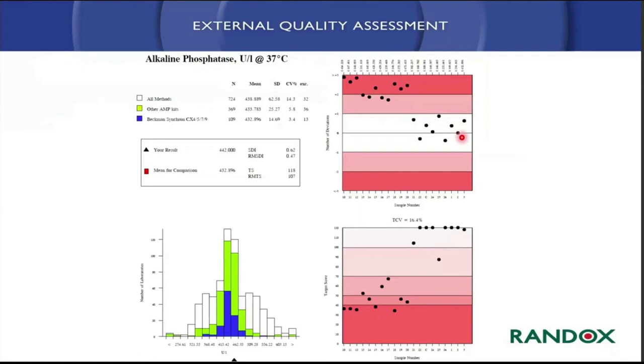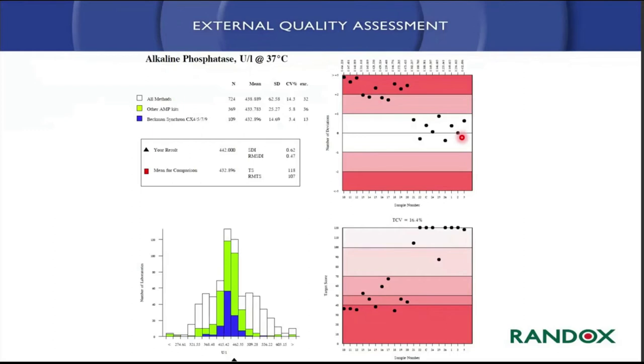Internal QC looked acceptable. Their performance on their other EQA scheme was also acceptable. Why was that? That was purely down to the metrics of the material that the lab was measuring in the other EQA scheme. So this brings up two points.